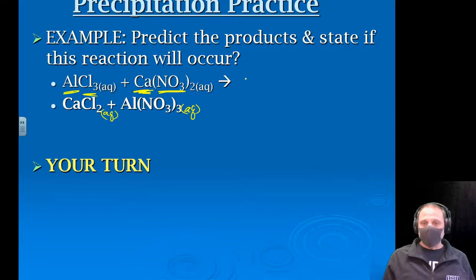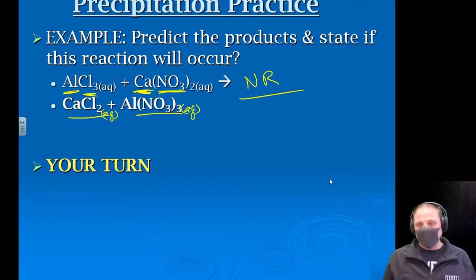So what would we say? We would basically say no reaction. Why? Because we can't see that reaction actually taking place. Even though this would be the way that they would swap if they swapped, maybe they are, but we don't see it. So we write no reaction. We say no reaction is occurring.